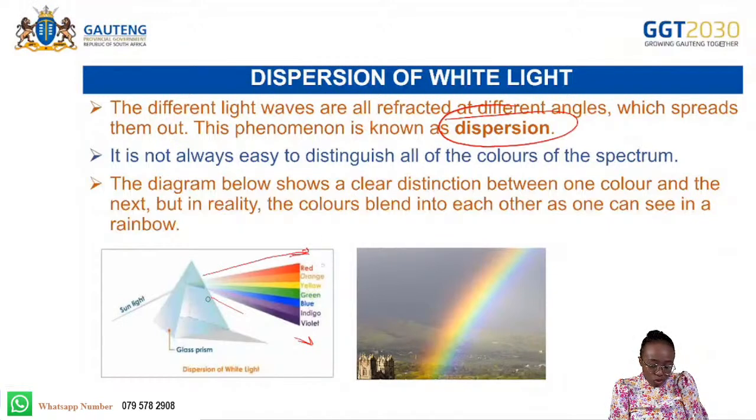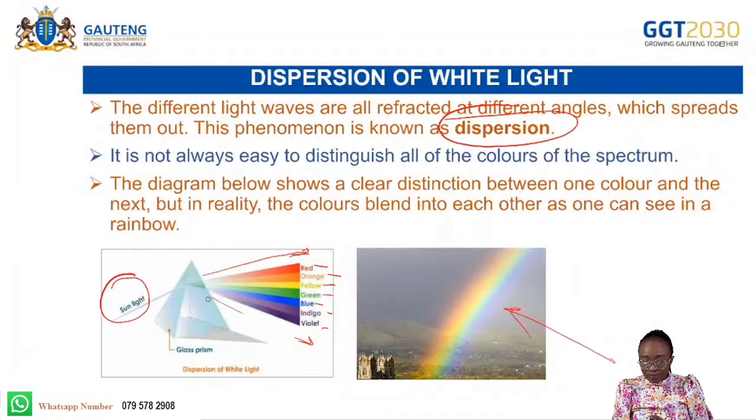And there we go. So we've got red, orange, yellow, green, blue, indigo, and violet. So these are the 7 colors that make up our white light. Now, can you see them here? Let's try. Okay, here's our rainbow. I will start from this end.